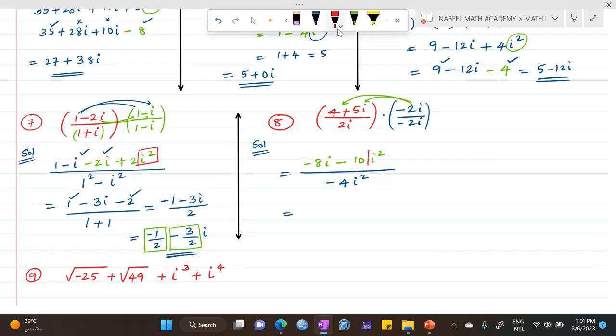So in the next step, I will replace i square as minus 1. So therefore, you will get minus 8i, it becomes plus 10 over, therefore, it becomes plus 4. Minus of minus, it becomes plus 4.